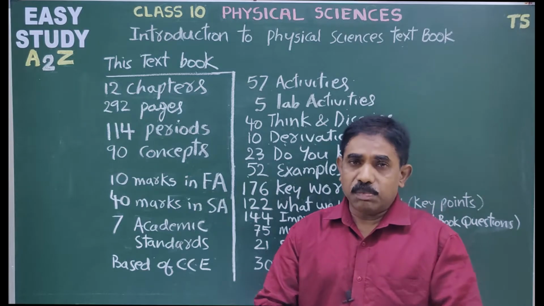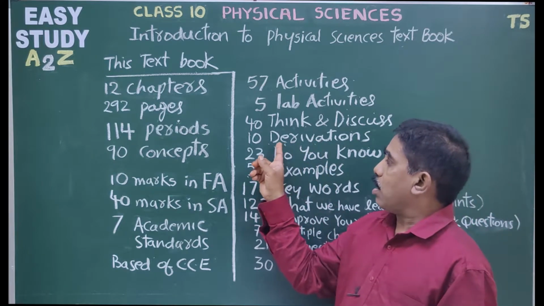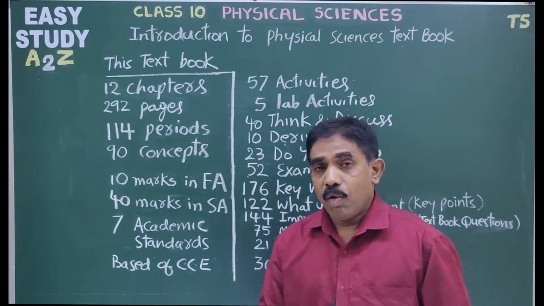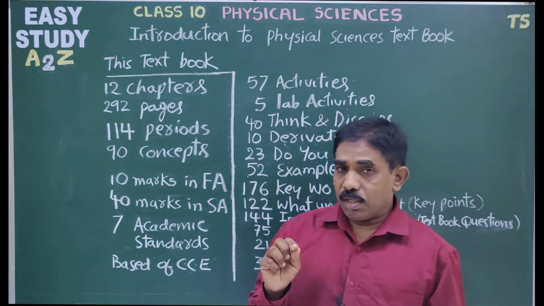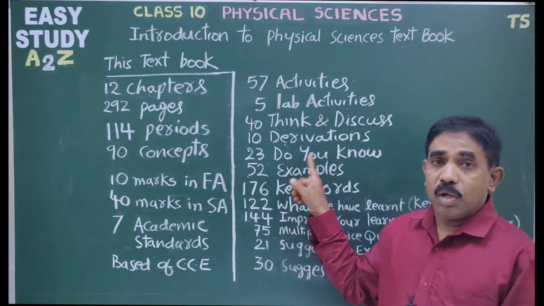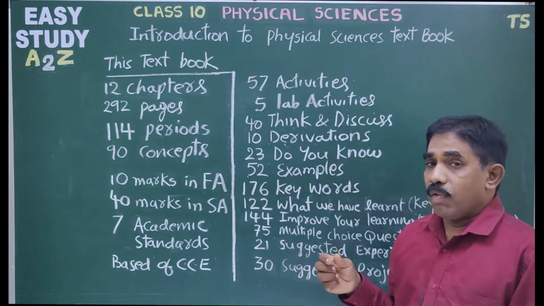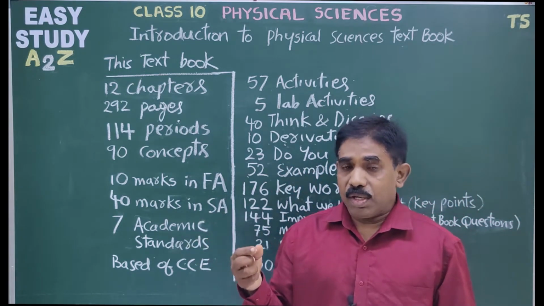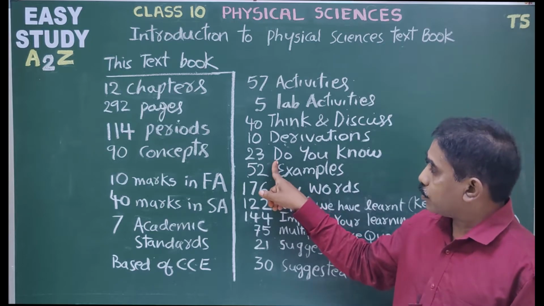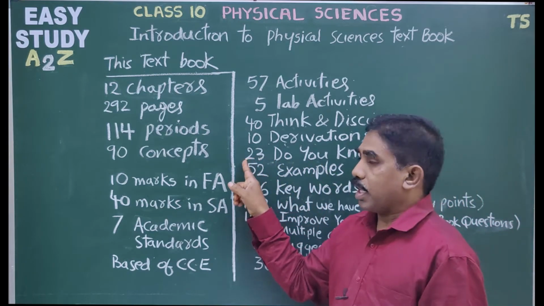Now, in some lessons or chapters you have derivations also. Nearly 10 derivations are present in the physical sciences textbook. Now, one more box item you will come across in the textbook is known as do you know. This do you know box item will give you some extra, additional information related to that topic to the student. Like this, you have 23 do you know box items in the textbook.